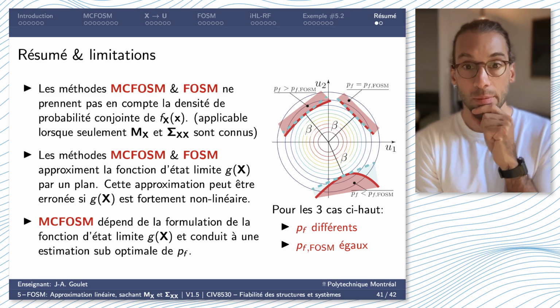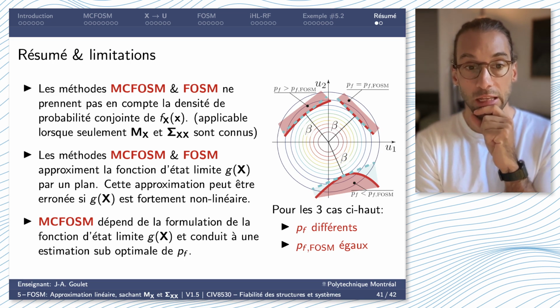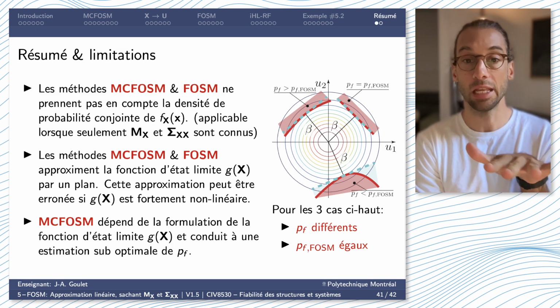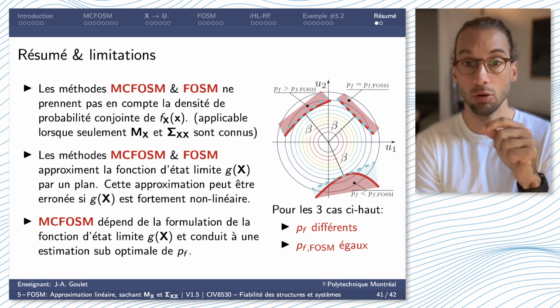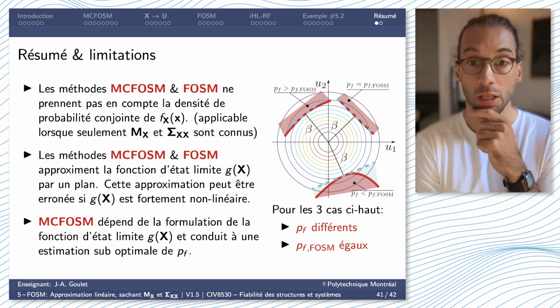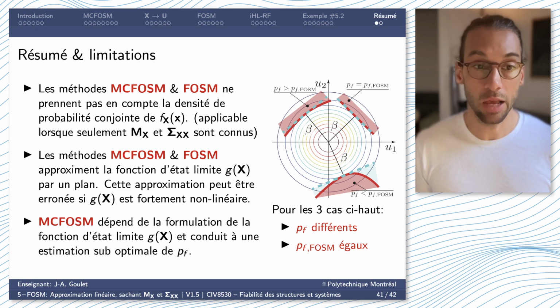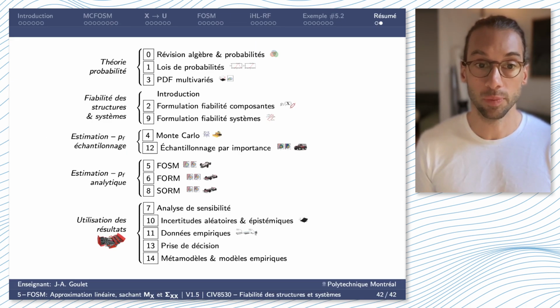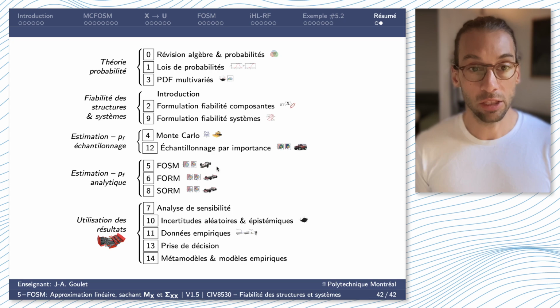Regarding MCFOSM, we can have a severe limitation in the sense that, depending on our formulation of g of x, we can have two radically different probabilities of failure or two radically different reliability indexes. So that's why we're not going to ever linearize at the mean. We're instead always going to linearize at a point on the limit state surface that is closest to the origin. So that was what we had to see with the FOSM, that old race car.